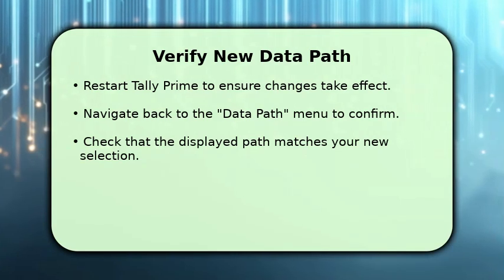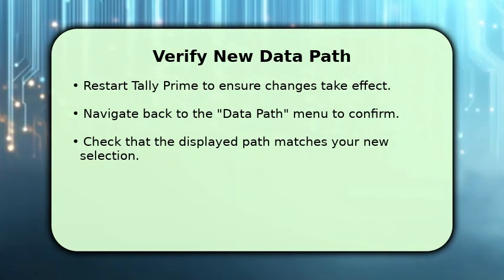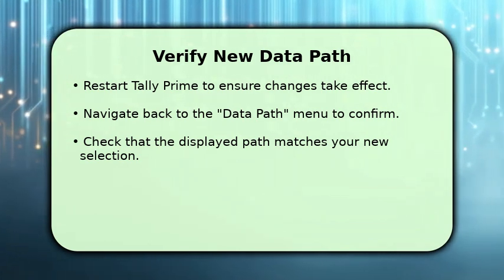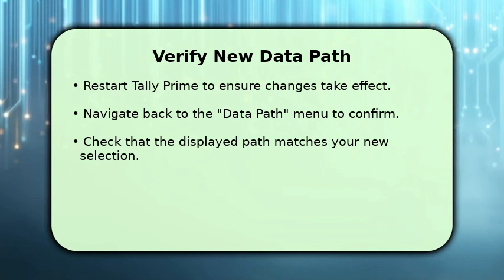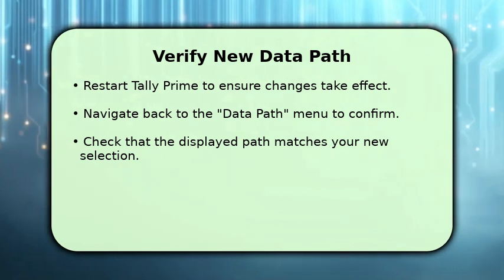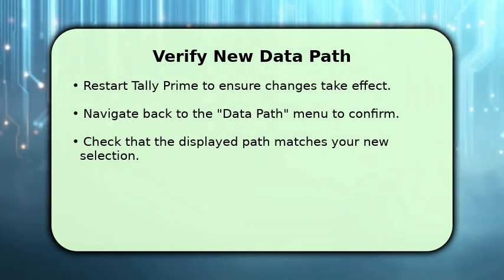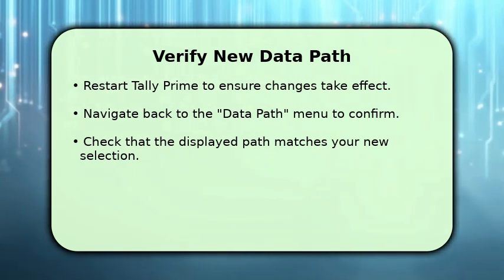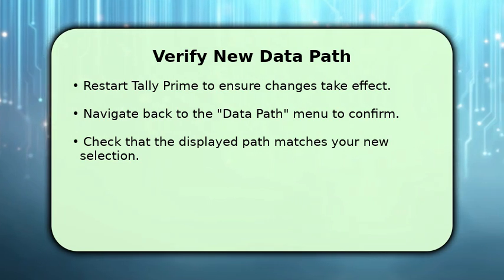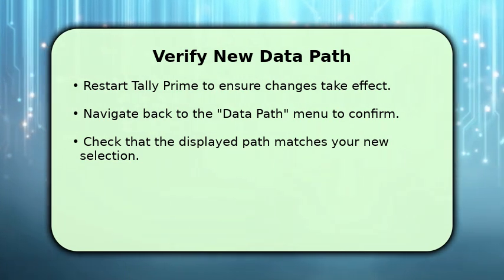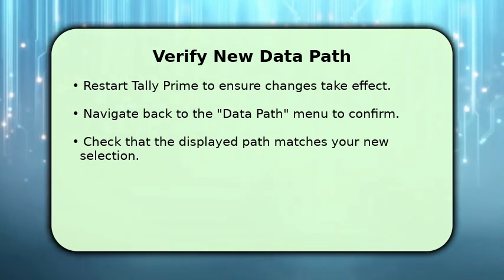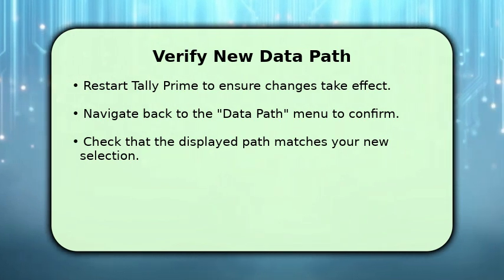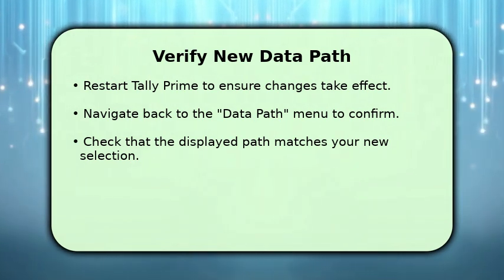To ensure your changes are fully implemented, it's a good practice to restart Tally Prime. Close the application completely and then reopen it. Once Tally is back up, go back to the Data menu, then Data Path. Carefully observe the path displayed on the screen under Company Data Path. It should now reflect the new folder you selected in the previous step, confirming that your data path has been successfully updated. This ensures Tally Prime will list companies from this new location.